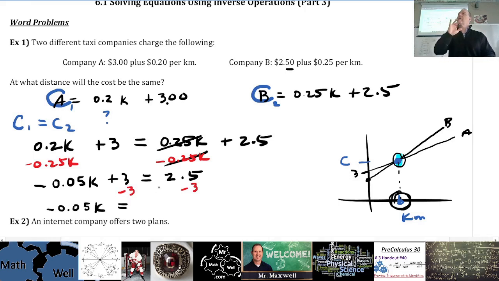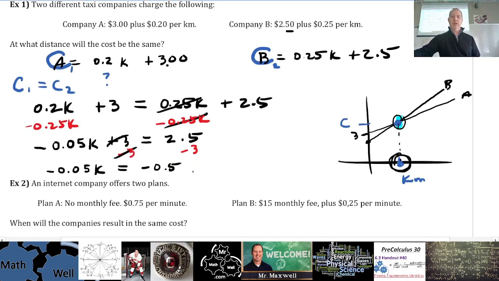Make sure you write everything down again that you don't touch, every line. Some students write just part of the equation in the next line and don't rewrite the whole equation, but rewrite the whole equation. It doesn't take you much time. It'll just be less opportunity for you to miss something. So these are gone, and 2.5 minus 3 is negative 0.5. Now the last thing I've got to do is divide by negative 0.05.